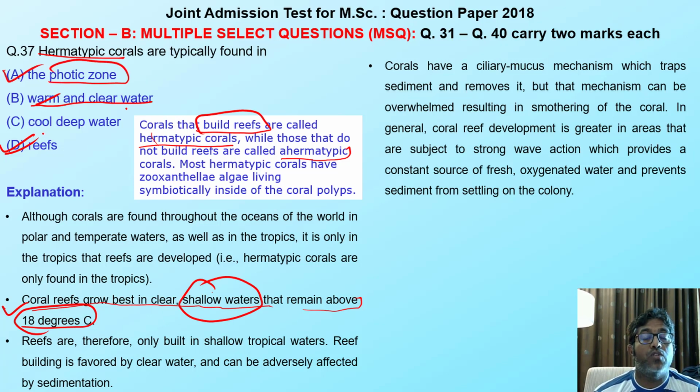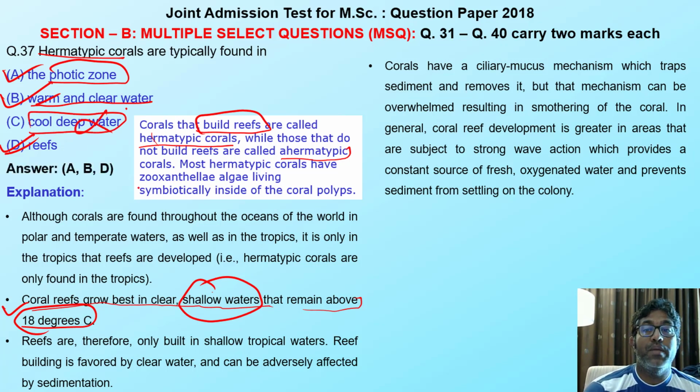So your option A is also a right one. B is also the right one. Now, if you have warm water, there is no concept of the cold deep water, so this is not your option. So my option would be A, B, and D.